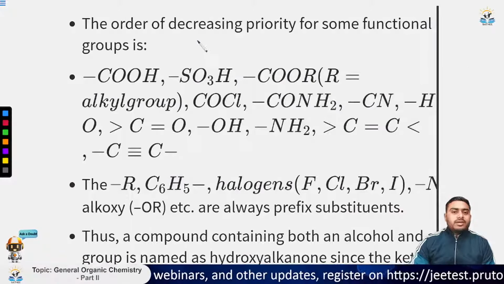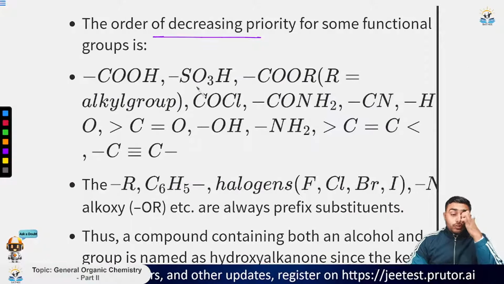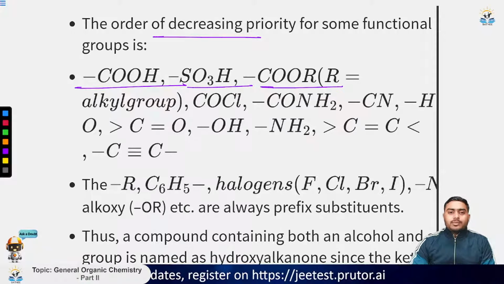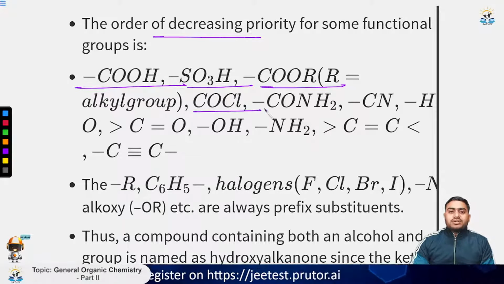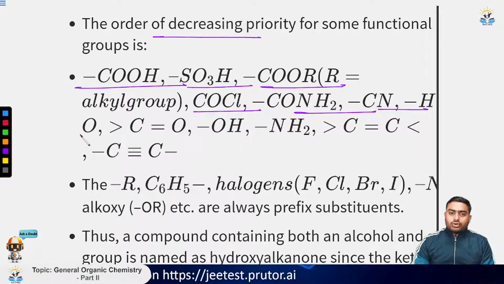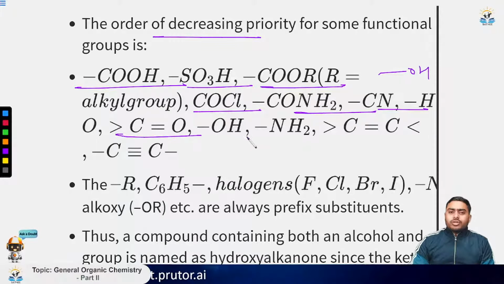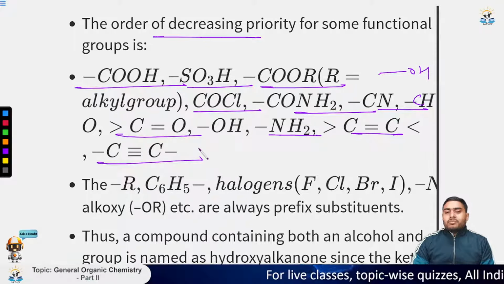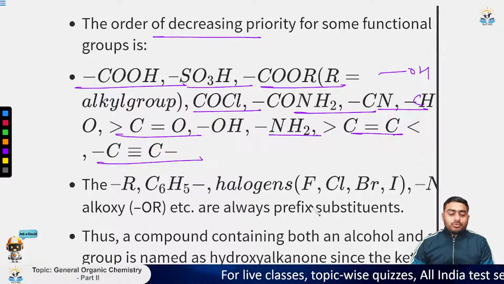You can see the order of decreasing priority for some functional groups. The prioritized group is COOH, which is carboxylic acid, then SO3H, then COOR, R is an alkyl group here, then COCl, then amide, then CN, then OH. This is alcohol. Then C double bond O, ketone, right? Okay, this should be CHO. This is aldehyde. Aldehydes are more prioritized than ketones. So aldehyde, then ketone, then alcohol, then NH2, then C double bond, and then C triple bond. Okay, so the double bond is prioritized, then the triple bond.